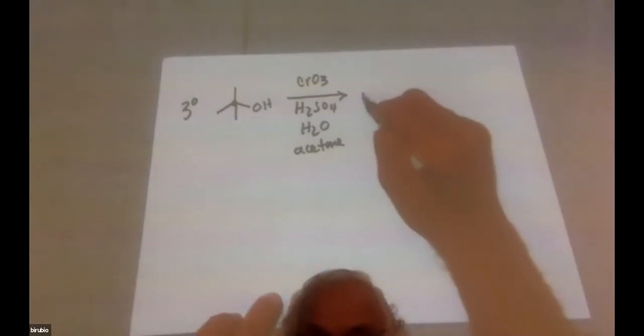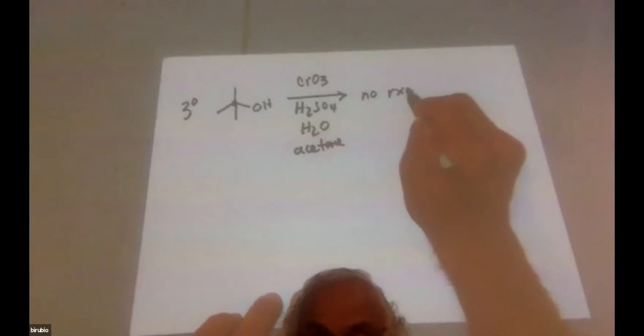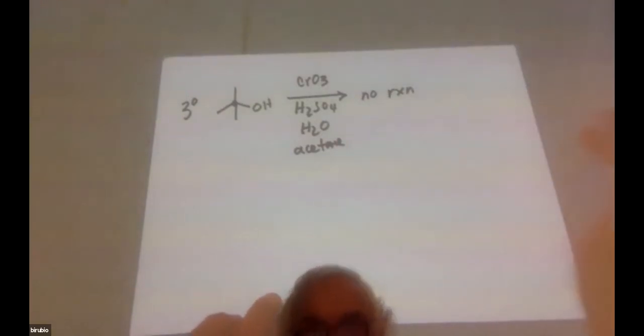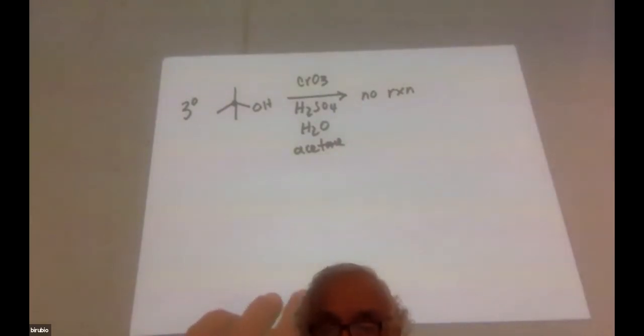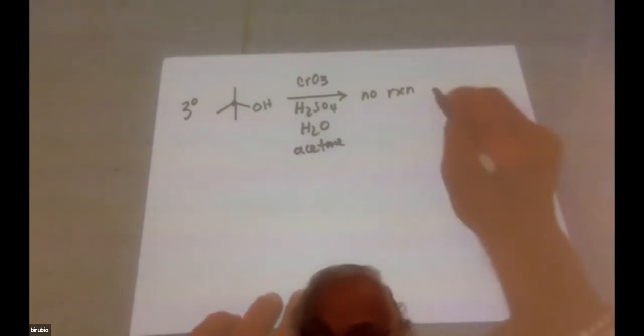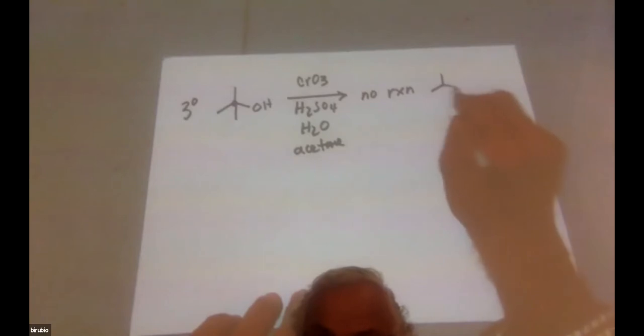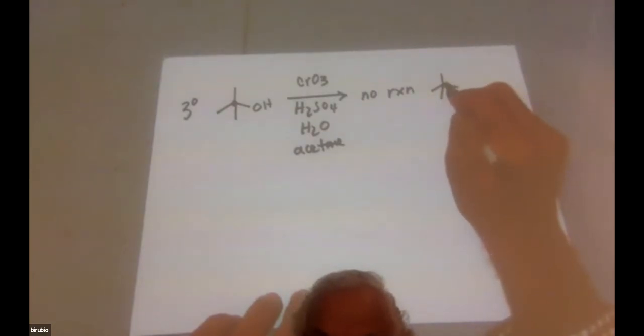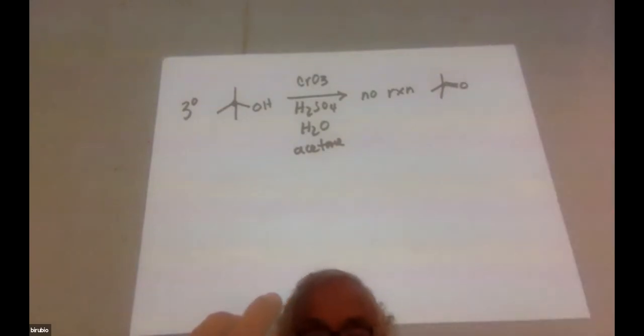No reaction. RxN means reaction. Because for oxidation to happen, that carbon with the dot is going to have to gain a bond to oxygen. We can't have something like this. We can't have something like that, right? That's too many bonds to that carbon atom.